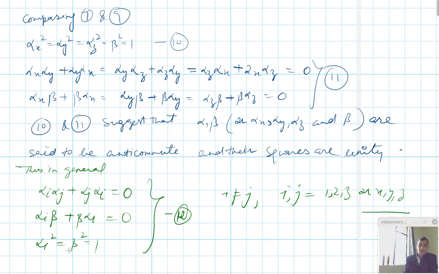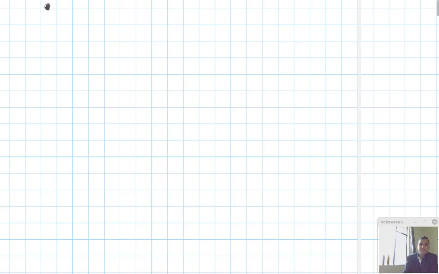Now if they are matrices, then what should be their dimension? So the next question that arises is, what is the dimension of alpha and beta? I will talk about it. Alpha and beta, let me talk about the dimensions.